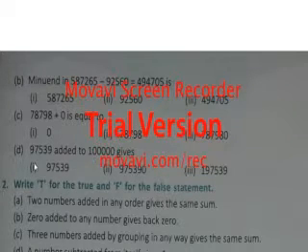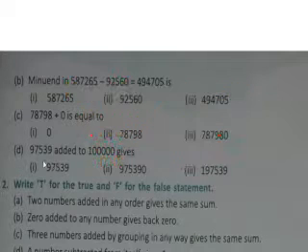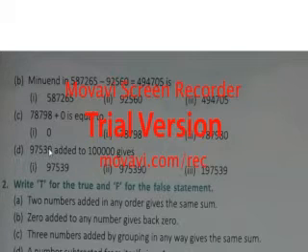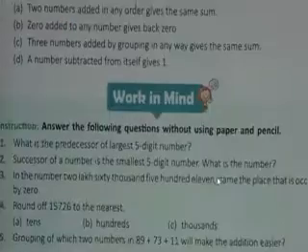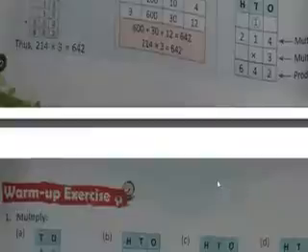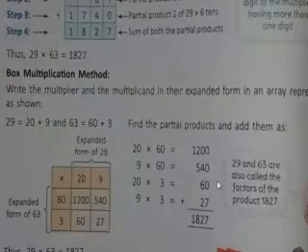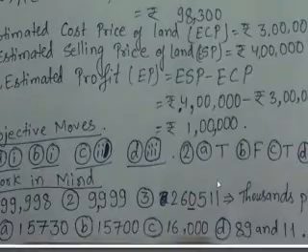Now if you see D, it has been said 97,539 added to, if you count, it is 1 lakh. So 1 lakh added to 97,539 becomes 1,97,539. Even you can check it by adding. So I have written D, option number 3 as the right answer. If you see over here, D, 3 is the right answer.